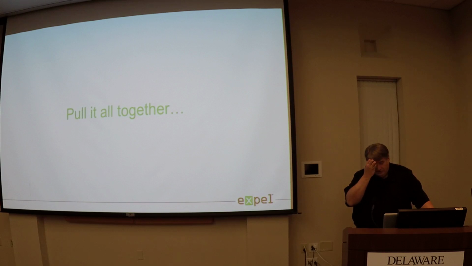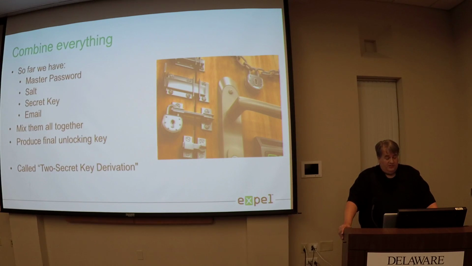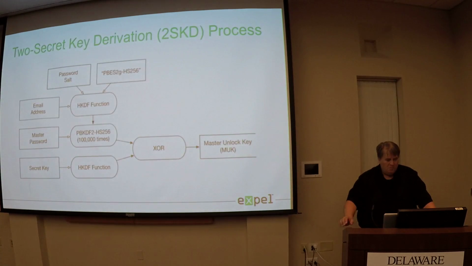All right, so let's pull all this together. We have a password, we have a salt, we have a secret key. You have an email. We didn't talk about that, but obviously you've got a cloud-based account. You've got an email that's associated with it. Mix them all together, and that creates a final key. They call this the 2-secret key derivation process because there's 2 secrets, the master password and the secret key.